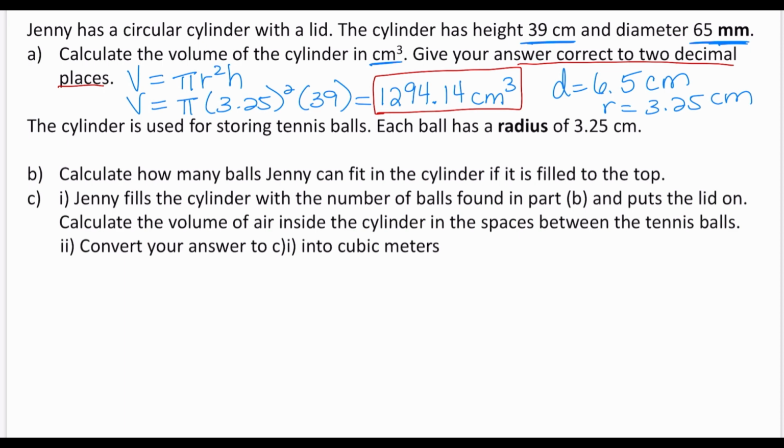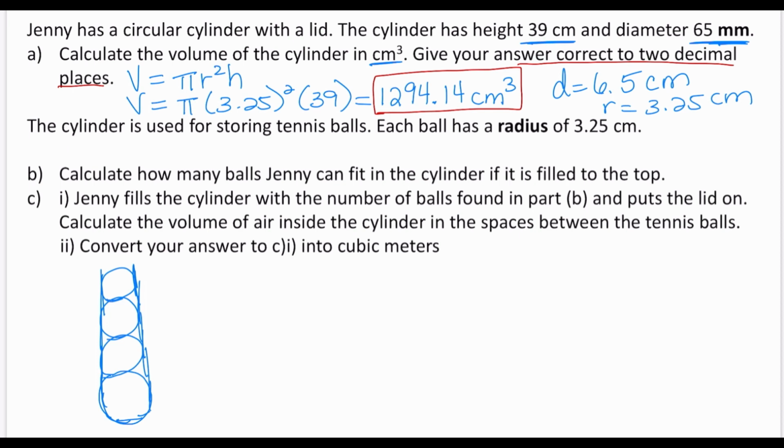Then the problem continues. The cylinder is used for storing tennis balls. Each ball has a radius of 3.25 centimeters. Calculate how many balls Jenny can fit in the cylinder if it is filled to the top. I don't know how much experience you have with tennis balls in a container, but think of the fact that they are stacked one on top of the other. They tell you that each tennis ball is the same size, and they're packed into these containers where they fit nicely.